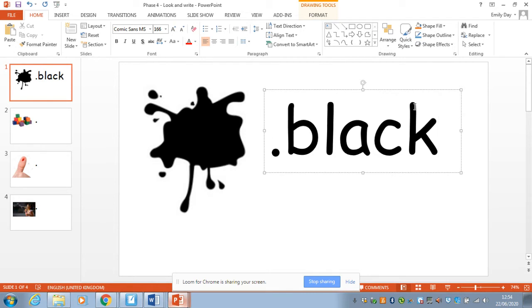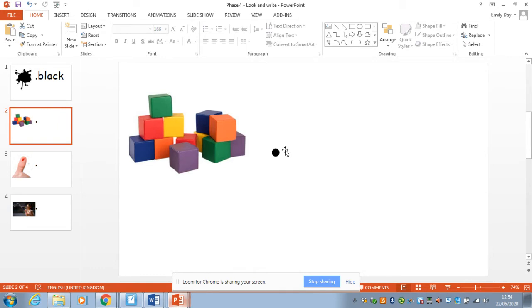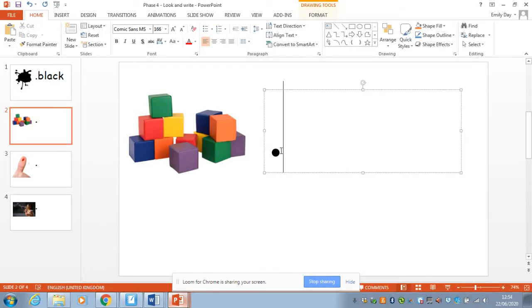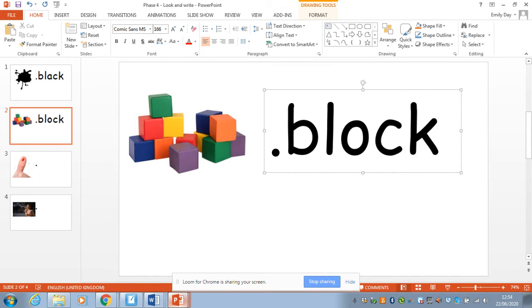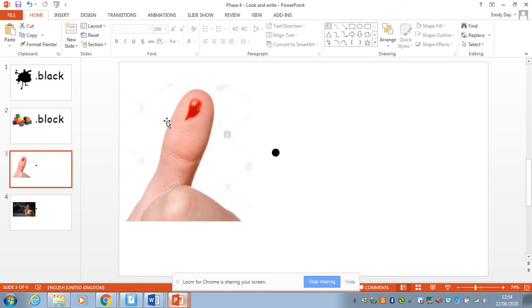and it's the digraph. Here we have a picture of some blocks. So the first sound in block is bl. You're right, it's the b and the l. It makes the bl sound, bl, then ck. And just like the word black, it has the ck digraph at the end from phase 2. Let's move on to the next picture.